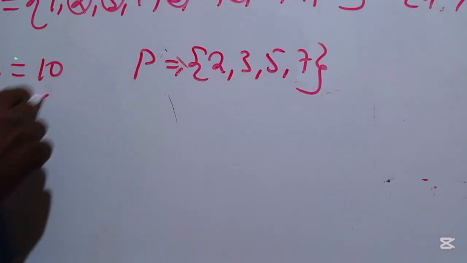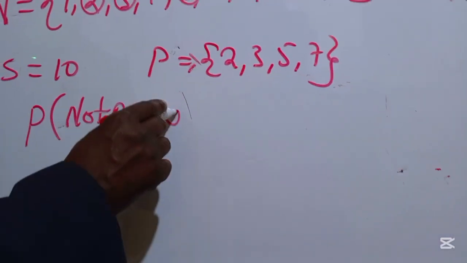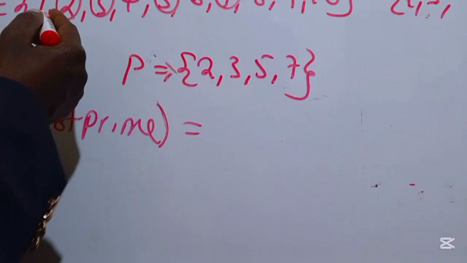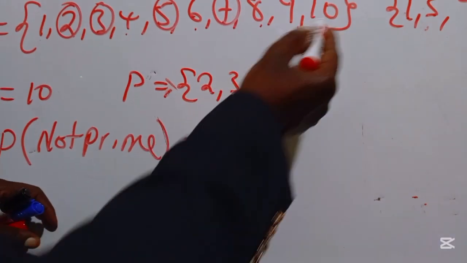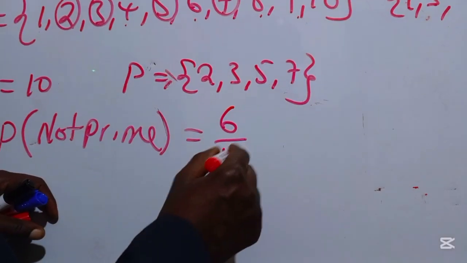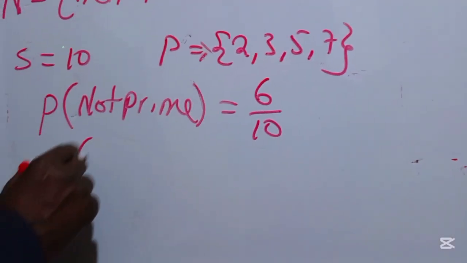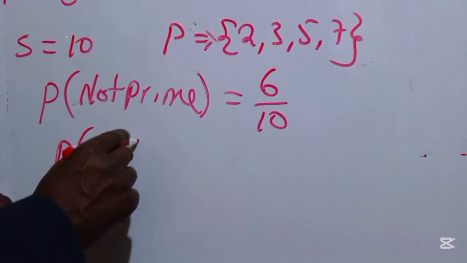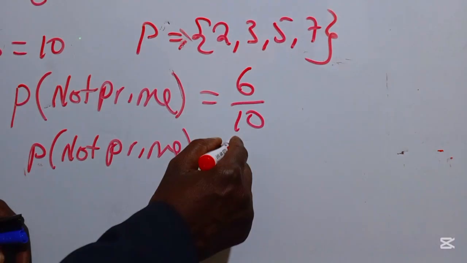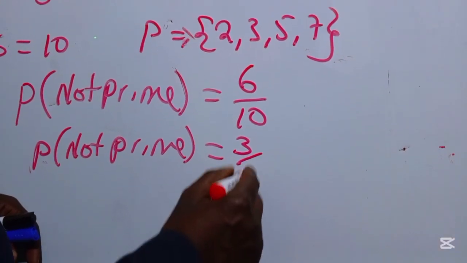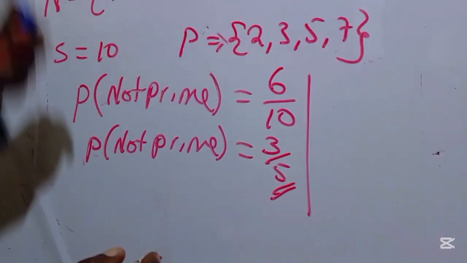So probability of not prime. You agree with me that you just count what is remaining: 1, 2, 3, 4, 5, 6. So there are 6 out of 10. This is one way of answering it. You say, okay, probability of not prime is equal to 6 over 10, which divides by 2 to give 3 over 5. So this is one method. Using the same set, you can answer that one.